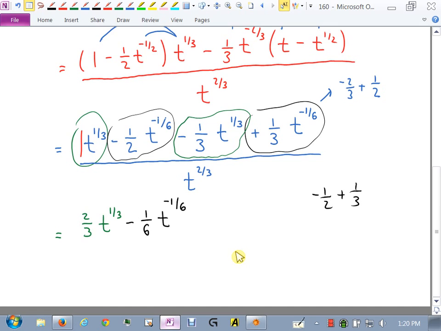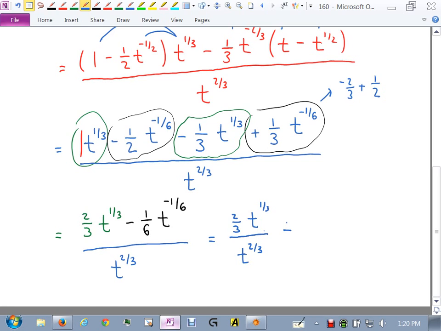So what now? All over t to the 2/3. And now I have this over this, this over this. Split it into two fractions. So I have 2/3 t to the 1/3 over t to the 2/3. Then I'll put the minus in the middle of these, 1/6 t to the negative 1/6 over t to the 2/3.